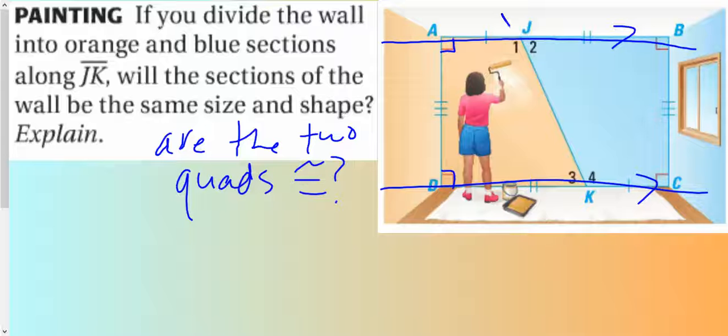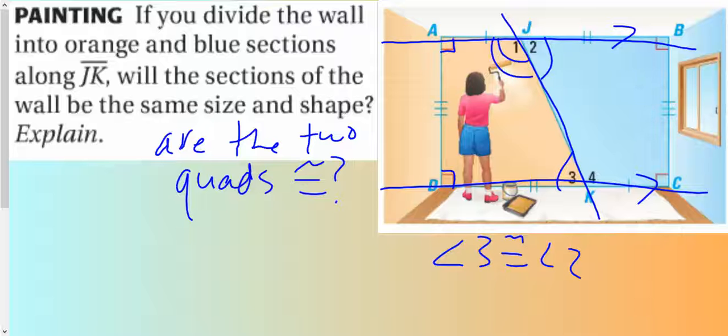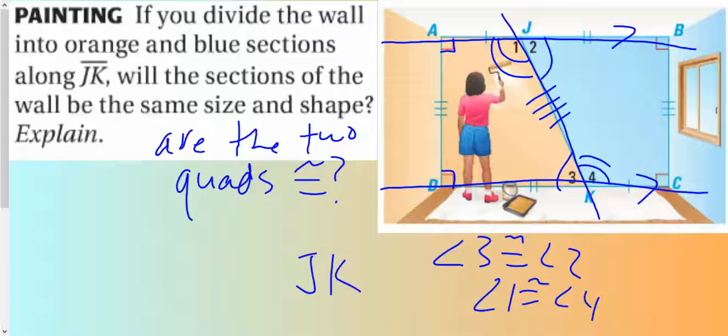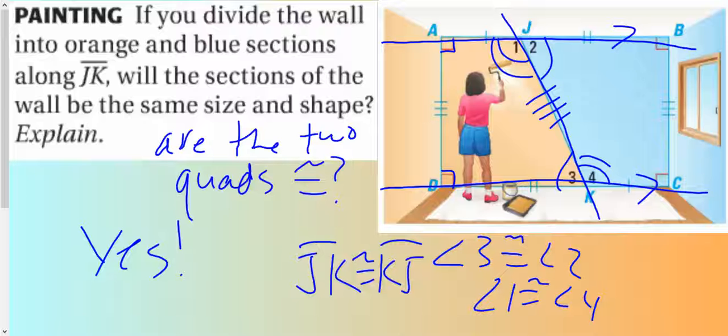Now this would be a nice transversal there. So 3 and 2 are alternate interior angles. And 1 and 4 are alternate interior angles. And this side is reflexive. JK is congruent to KJ. So, yes, we can say that because all parts are congruent. All the angles are congruent, all the side lengths are congruent, therefore the two quadrilaterals are congruent.